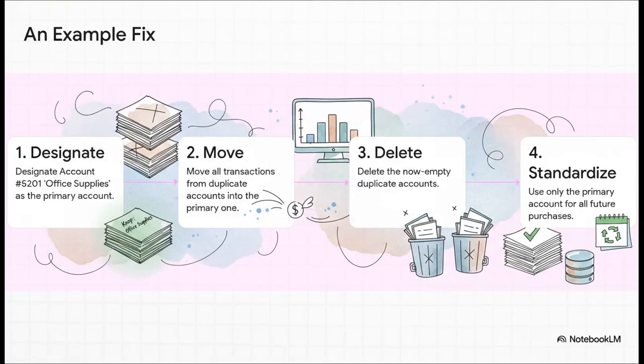And instead of getting some vague advice like, hey, clean up your chart of accounts, the AI gives you a specific step-by-step recipe, just like this one. It identifies the 3 duplicate accounts for office supplies, tells you which one to keep, tells you precisely what to do with the transactions in the other 2, and then which ones to delete. It's a clear, unambiguous plan of attack, no guesswork.